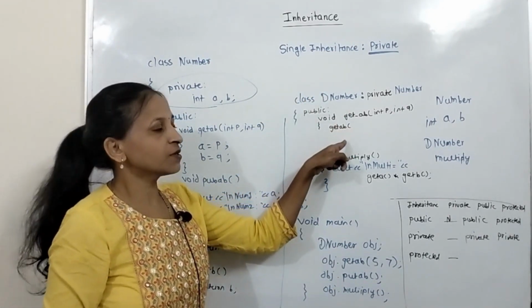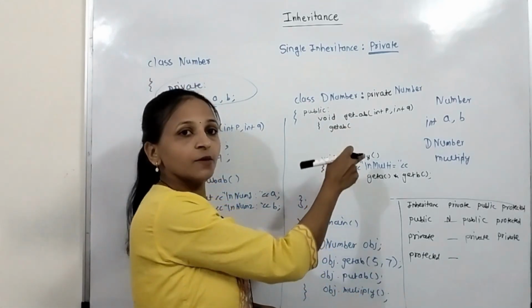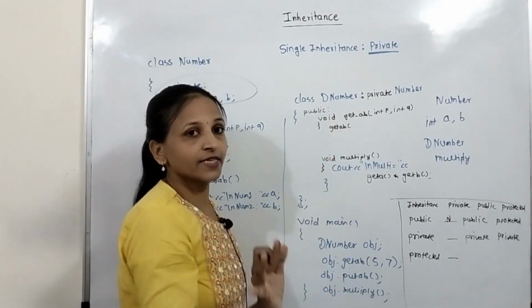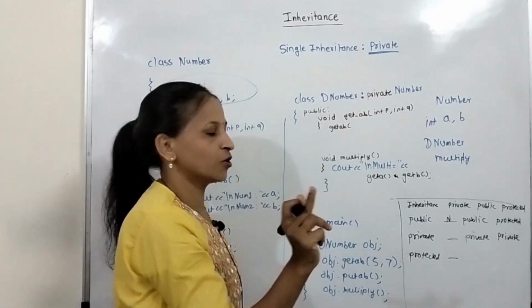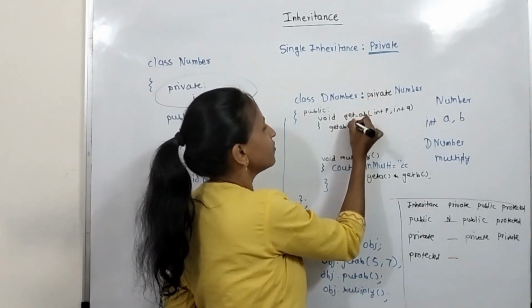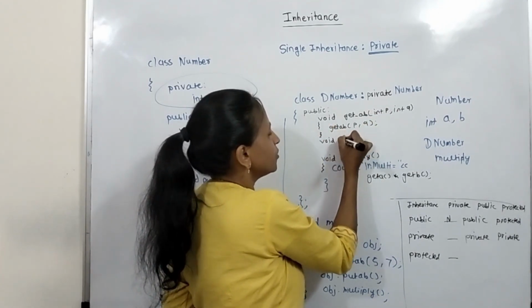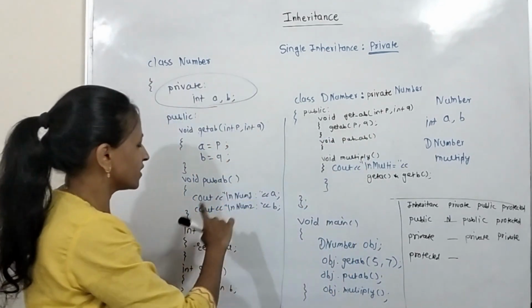Private data is accessible inside that class very easily, no problem. That's why we can call the getAb member function here, but not outside that class, because that is now private because of this private visibility mode. Now getAb, and here we will pass that p and q, that's it. And now void put underscore ab, I am writing. See the difference? The same name is not there.